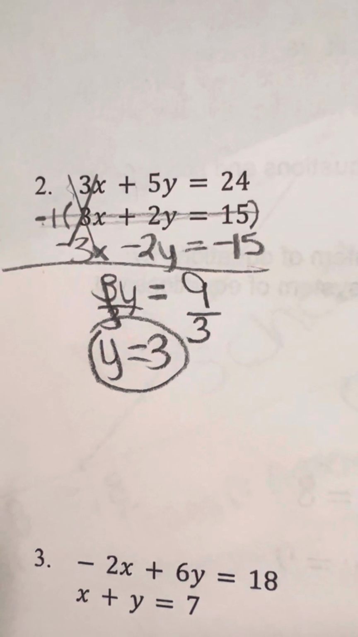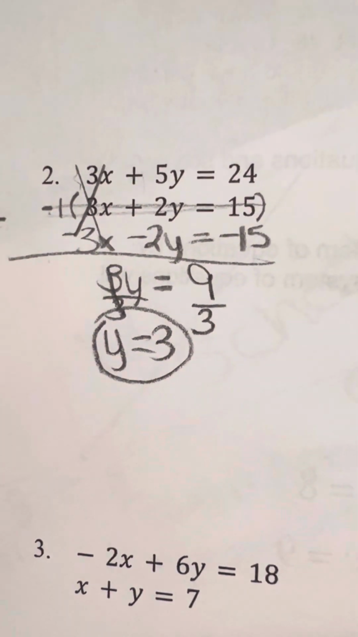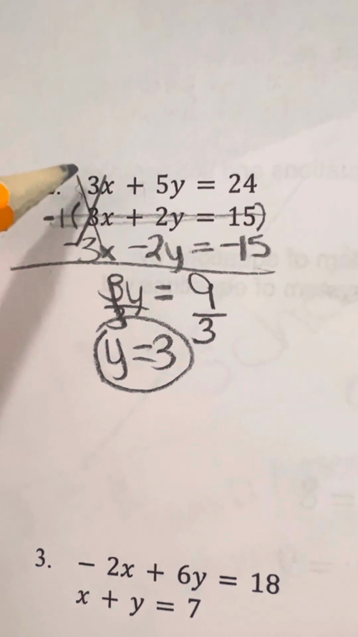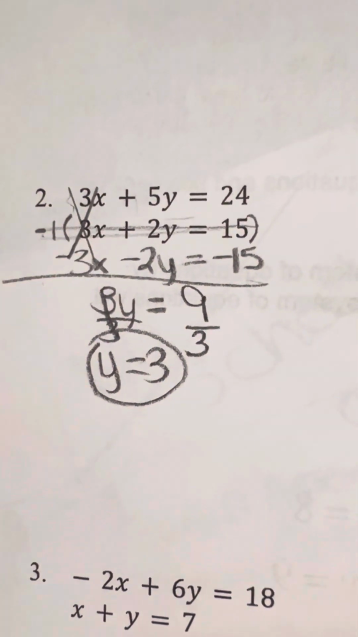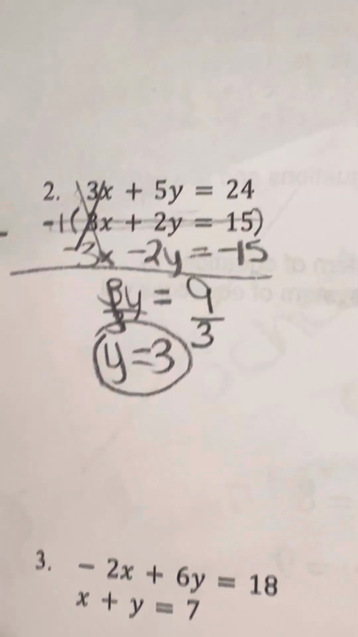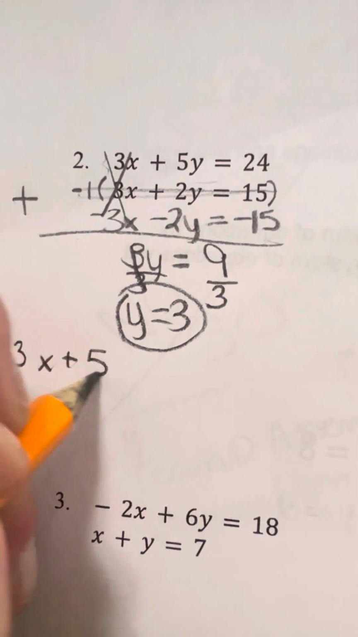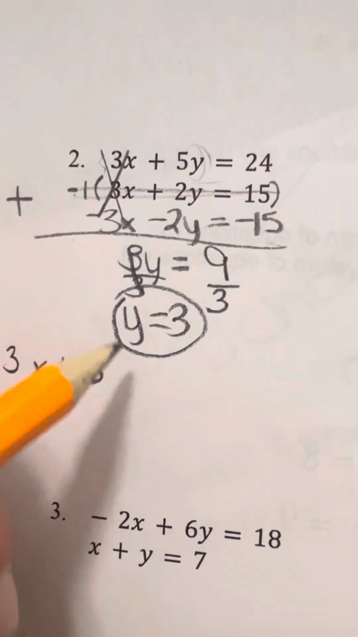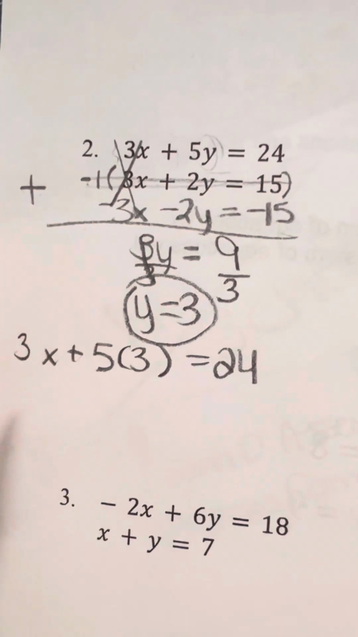Now that I have the y value, I can go up to the original equations. It doesn't matter which one. And notice that I didn't cross this out very dark. I want to make sure that it's something I can read in case I wanted to use that as a substitution for the other variable. I am just going to use the top equation just because it's there. So we're going to plug in 3x plus 5, and we're going to replace that y with the 3 that we said it was. And then we're going to go ahead and solve.